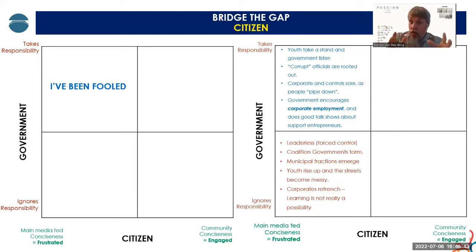Municipal factions emerge. So you start seeing in the coalition space, factions forming, the youth rise up and the streets become messy because they're very aggressive against the factions that are forming. They don't really know what's going on. There's no real leader. There's no real responsibility. They see all the policies and procedures out there. They can't see how they're being applied. The constitution becomes questionable. Corporates do massive retrenching, and learning is not really a possibility.